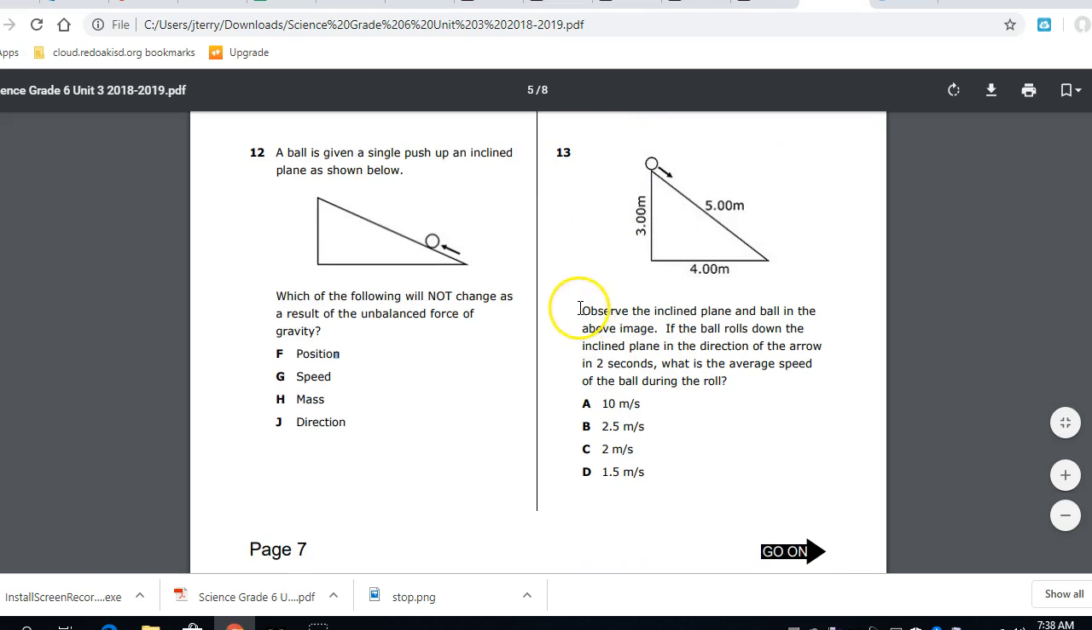Number 13, observe the inclined plane and the ball in the above image. If the ball rolls down the inclined plane in the direction of the arrow in 2 seconds, what is the average speed of the ball during the roll? Remember your speed formula, distance divided by time.